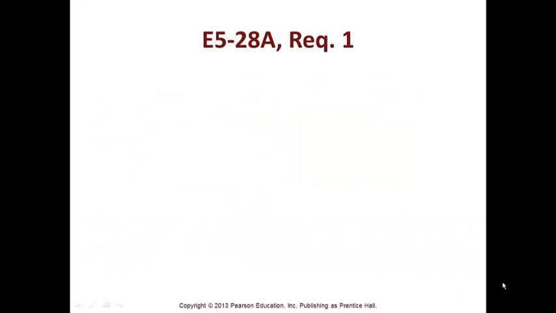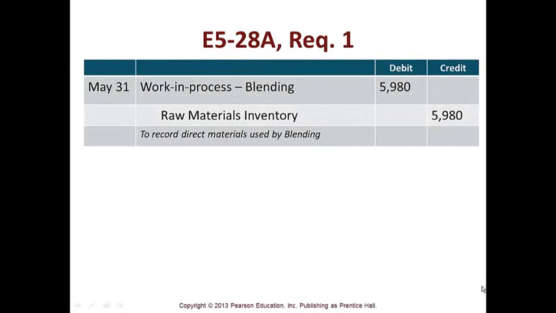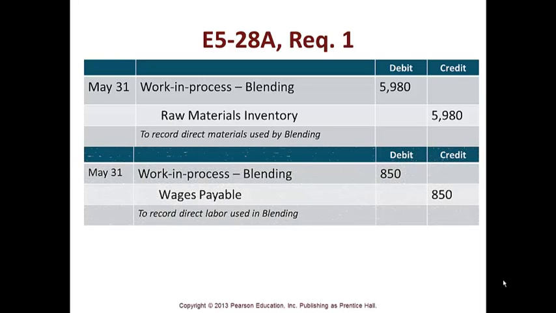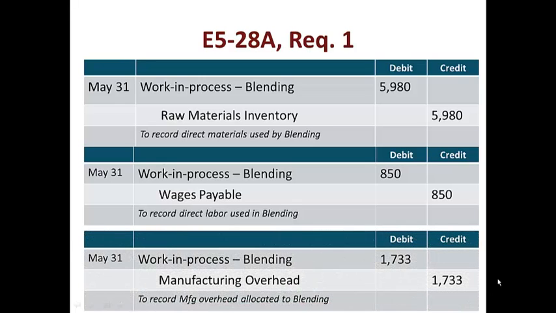Now let's do E5-28A. It relies on information from 27A, but they provide it in the book in this problem. So here's your journal entry to record your direct materials used by blending. So read the problem. Then you're going to record your direct labor used in blending. And then you're going to record your manufacturing overhead allocated to blending. So here's your 3 work in process debits, and your credits come from inventory, labor, and manufacturing overhead.